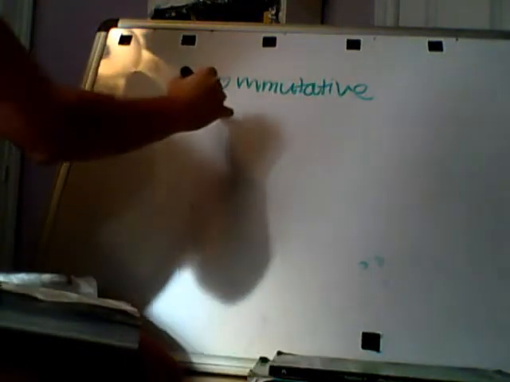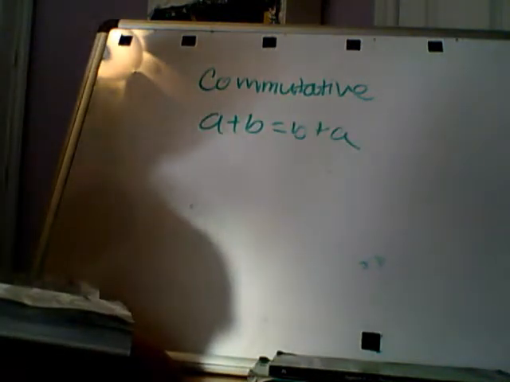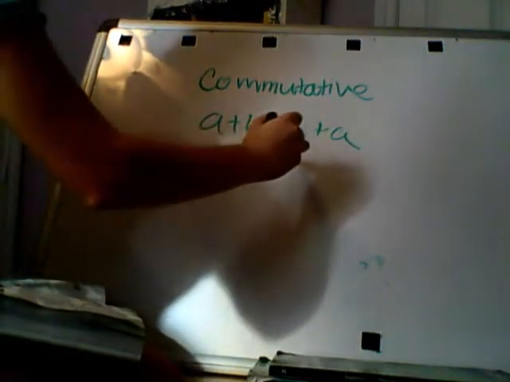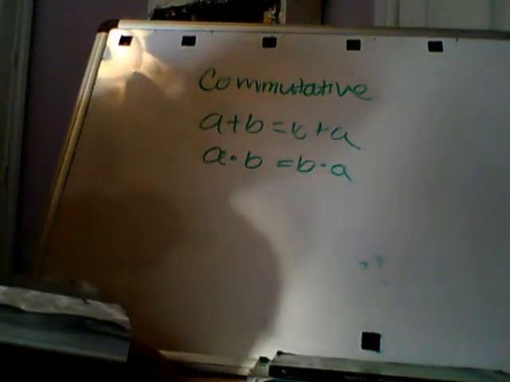Next, the commutative property. And what this says is that A plus B equals B plus A. That means that when you're adding or multiplying, the order of the terms makes no difference. So we can also do multiplication.